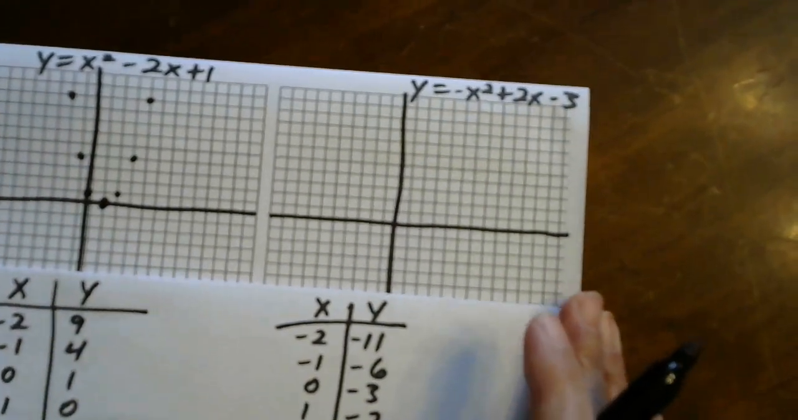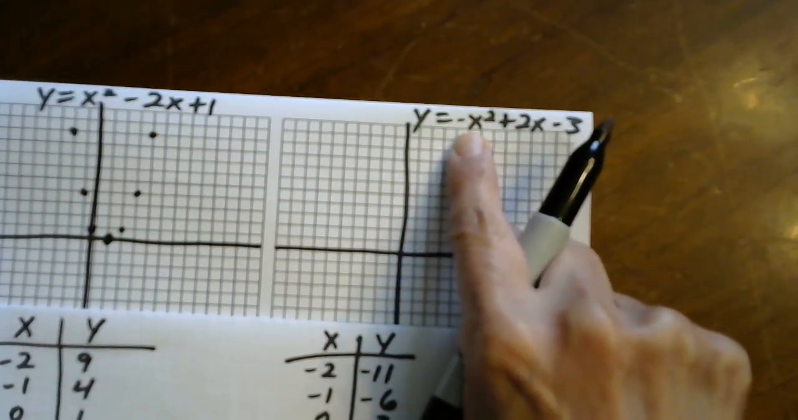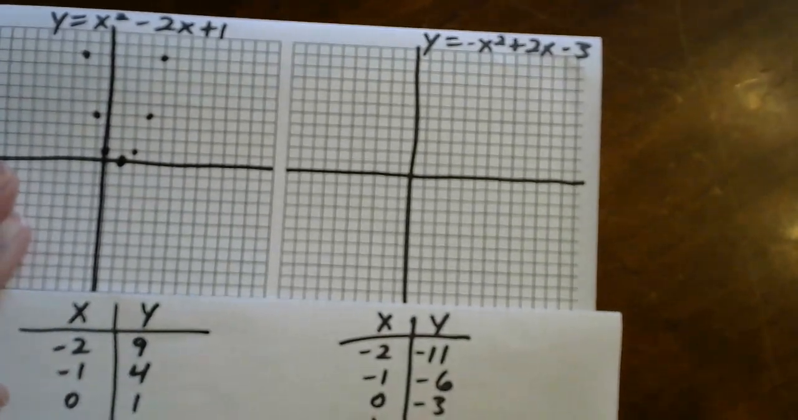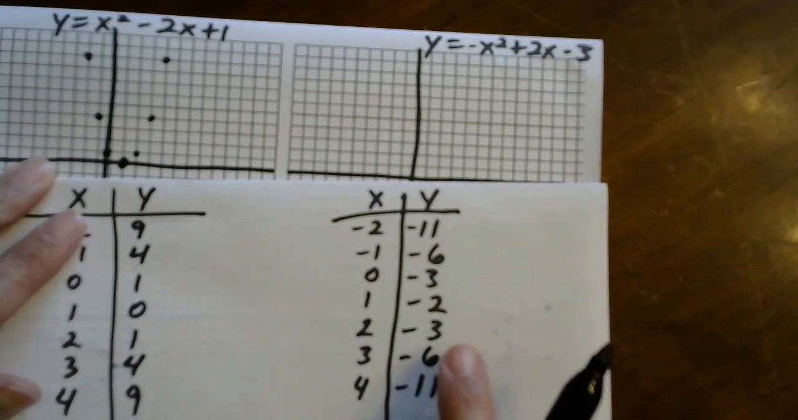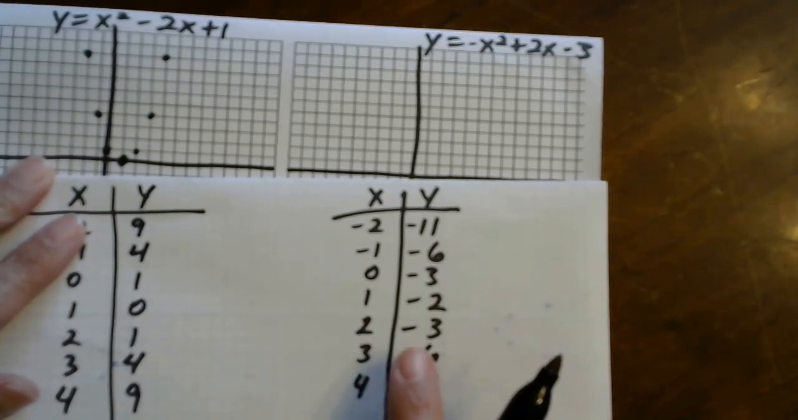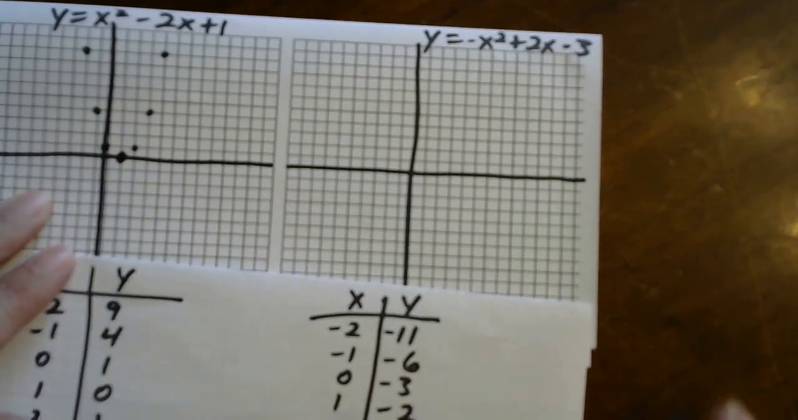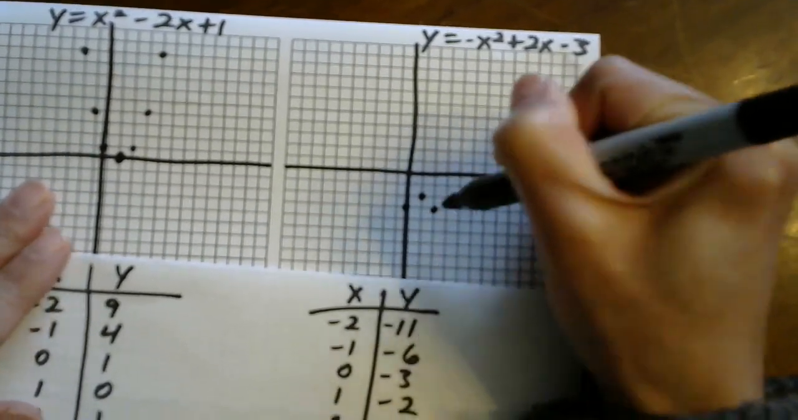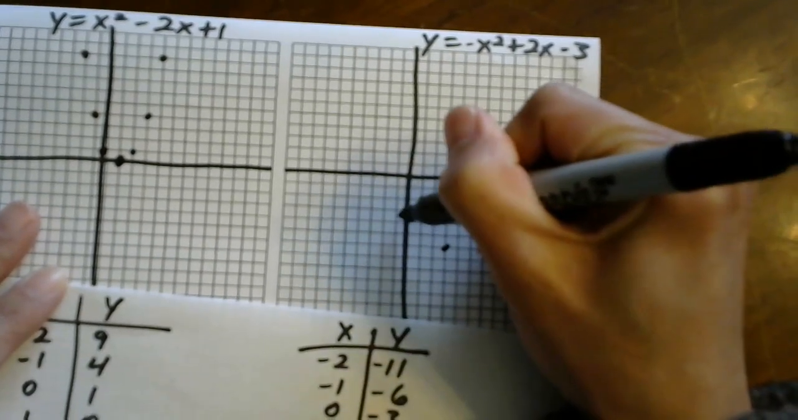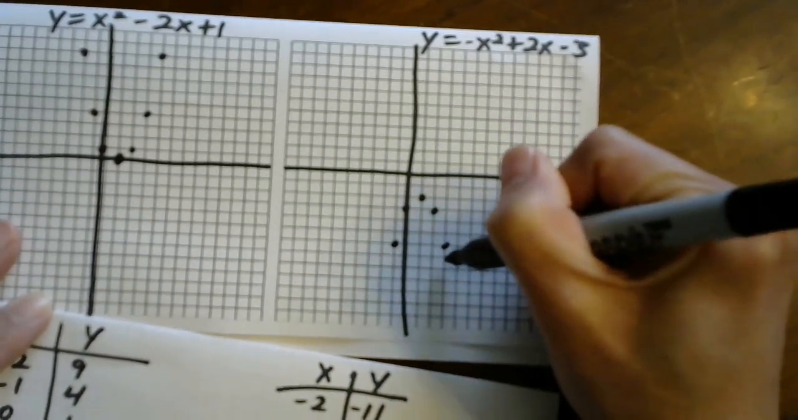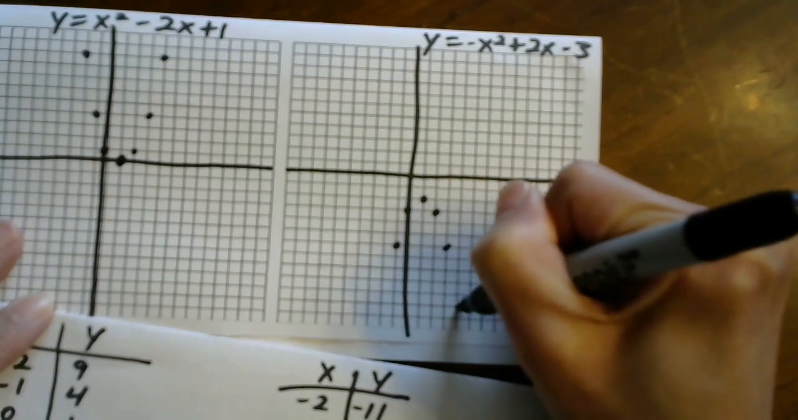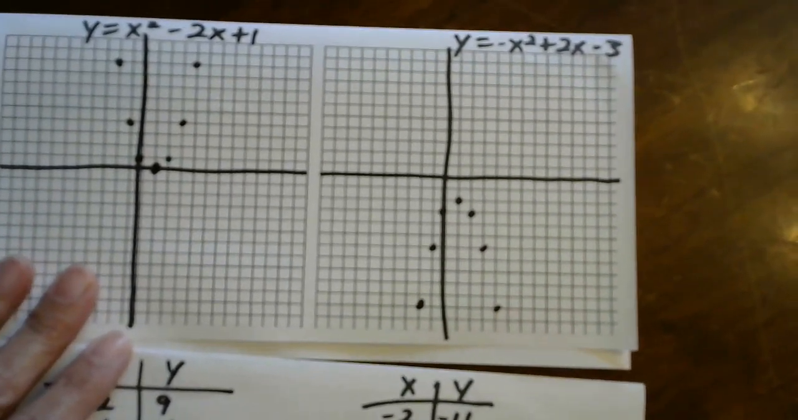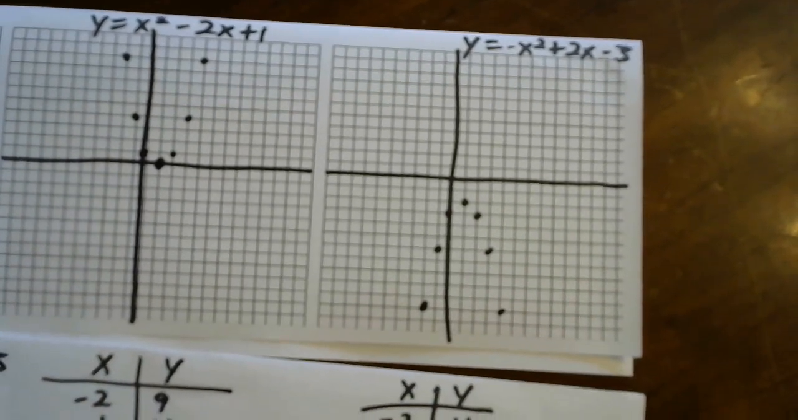And then on this one, because it has a negative 1 as your a, we know that this parabola is going to curve downward. On this one, my vertex is 1, negative 2. And this graph is curving downward.